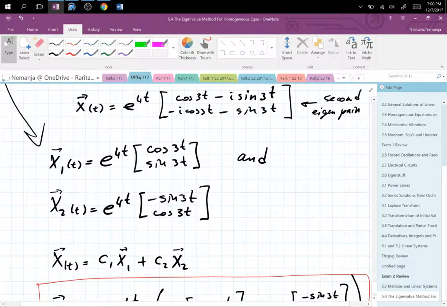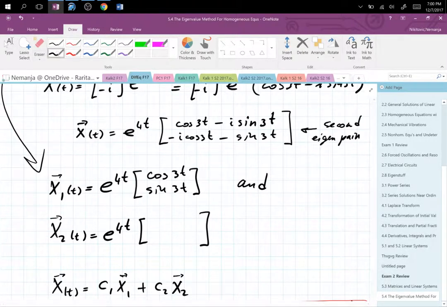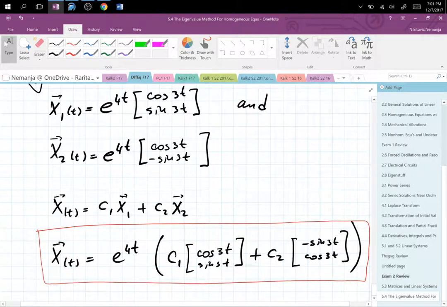You said we're supposed to drop the i's, so shouldn't that be? This term has i, and this term has i. Right. So sine's on the bottom, cosine's on the top. Cosine 3t, negative sine 3t. Yeah, that makes everything wrong.